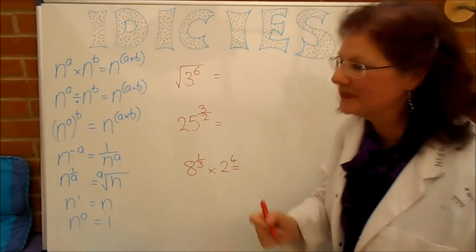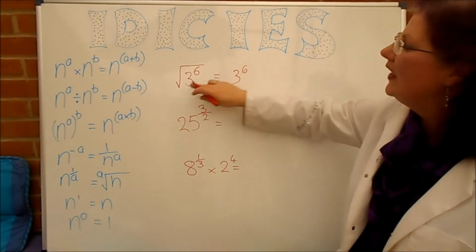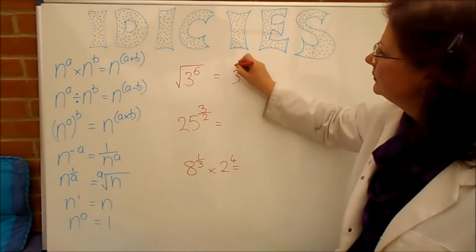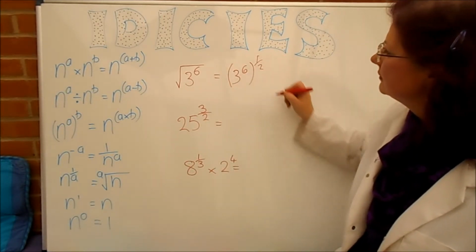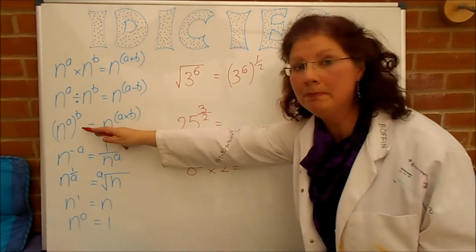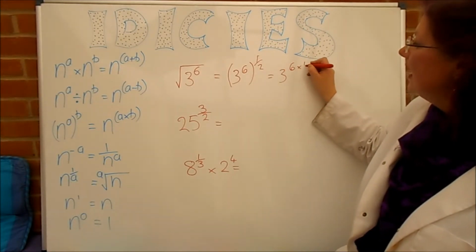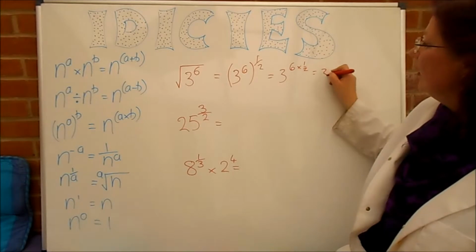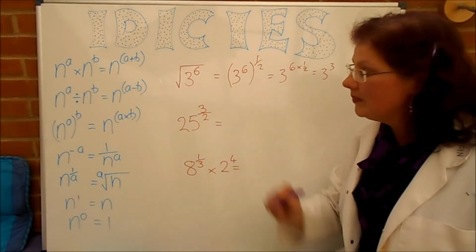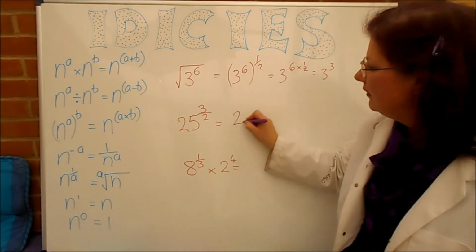Right, let's go through those. First one here, we can regard that as 3 to the power 6, and then a square root is to the power half. Okay, 3 to the power 6 to the power half. So that means it's looking like that one. So that is the same thing as 3 to the power of 6 times a half, or 3 to the power 3.